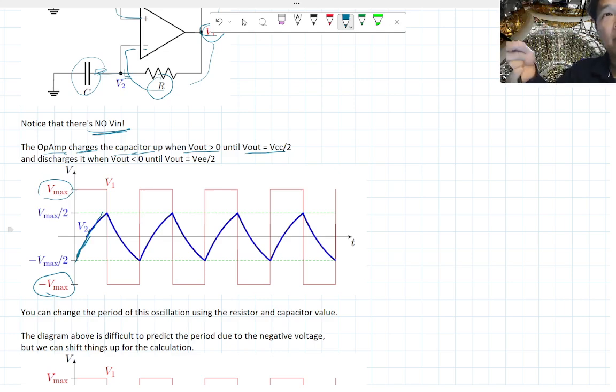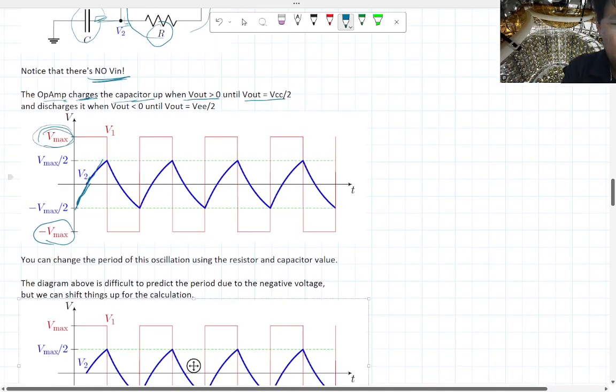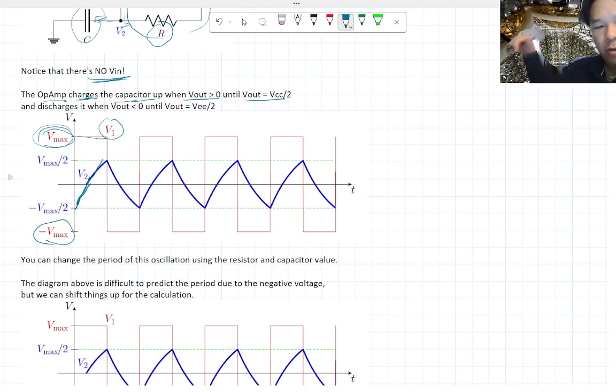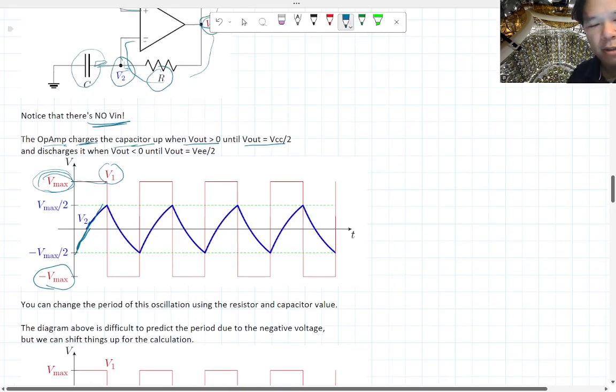The switching is done because once that capacitor reaches Vmax over 2, or VCC over 2, it'll switch the output of your op amp to negative. Then once it reaches below negative Vmax over 2, it switches back to charge. So it charges, discharges, charges, discharges. You can actually see this pretty easily here. This is the voltage output of your operational amplifier, which goes up and down as a square wave, while the V2, which is taken between these two capacitors, is actually the little oscillating saw wave.